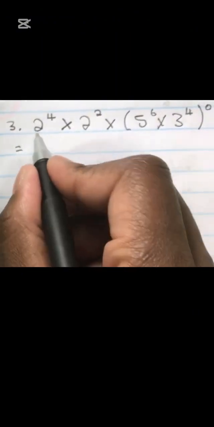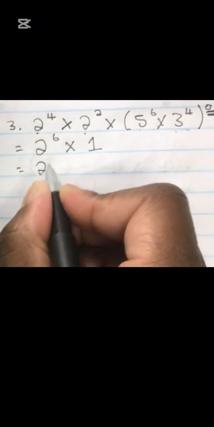Okay, example number 3, the same. First one is easy. You bring down the base, and then you add the powers. Now here we go to this one. This is all raised to the power 0. The whole thing inside the bracket is raised to the power 0, so it will be 1. Remember, anything raised to the power 0 is 1. So 2 to the power 6 times 1 is 2 to the power 6. And there you have it.